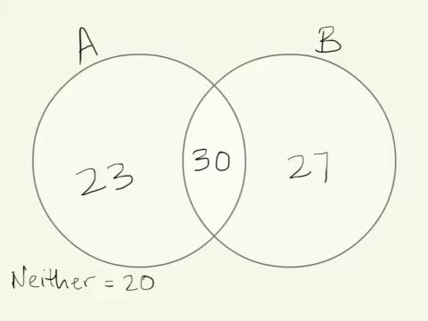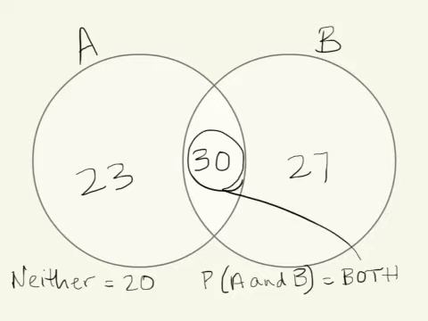So if we wanted to ask a question about our probabilities from our Venn diagram, if we asked for the probability of A and B, then what we're looking for really is the probability that both will happen. In that case, we'd look where the two circles overlap or intersect, and we'd find that there were 30 things in both A and B out of our grand total, which happens to be 100.